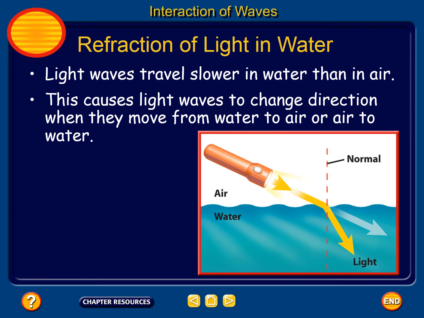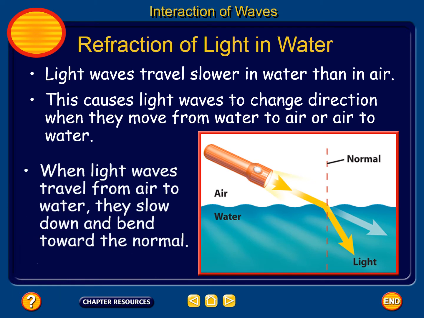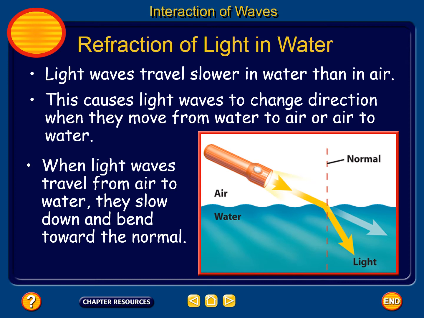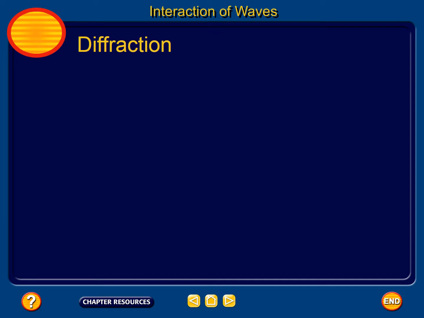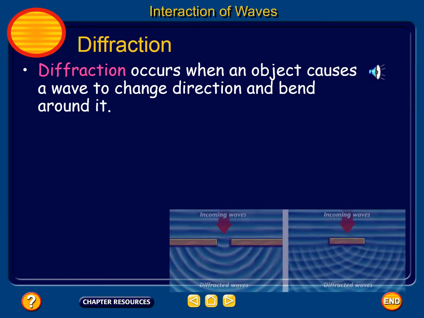Light waves travel slower in water than in air. This causes light waves to change direction when they move from water to air or air to water. When light waves travel from air to water, they slow down and bend toward the normal. On the other hand, when light waves travel from water to air, they speed up and bend away from the normal. The third interaction of waves is called diffraction.